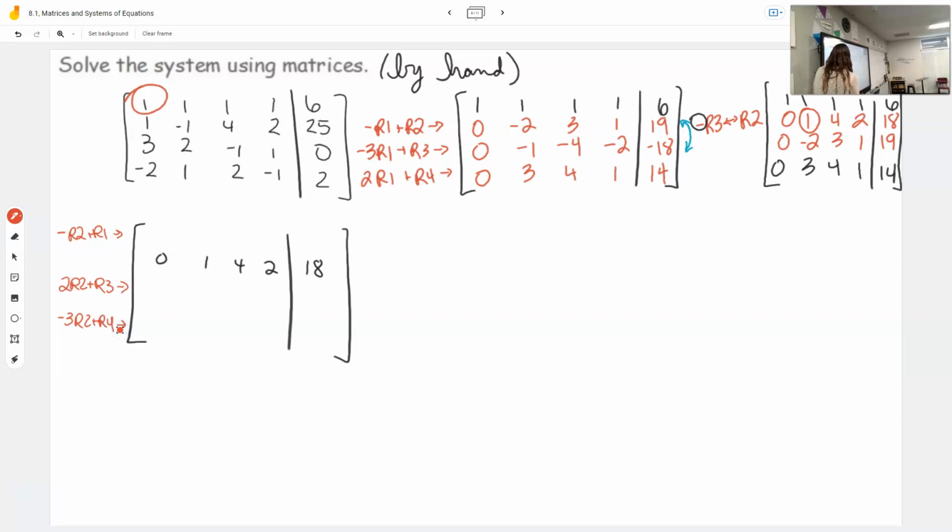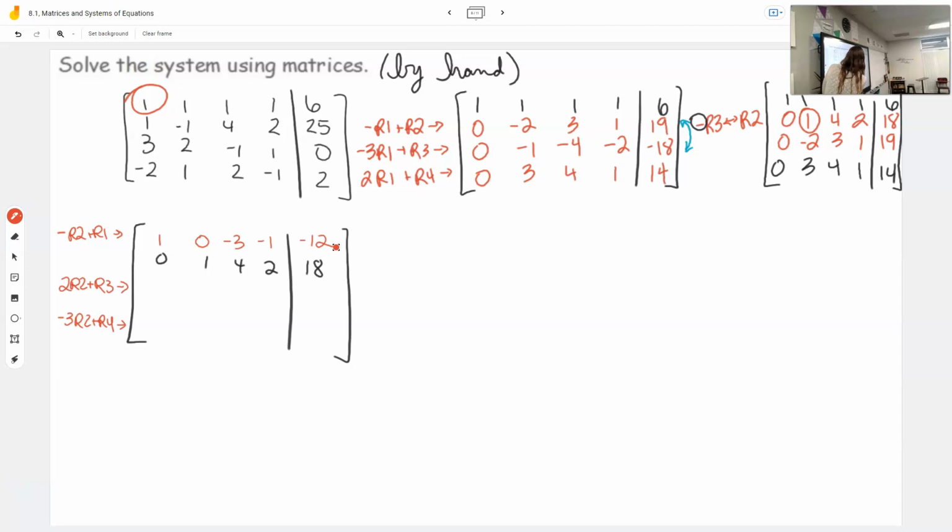Let's go. Negative 0 plus 1 is 1. Negative 1 plus 1 is 0. Negative 4 plus 1 is negative 3. Negative 2 plus 1 is negative 1. Negative 18 plus 6 is negative 12. Feel free to call out a math mistake if you see it.